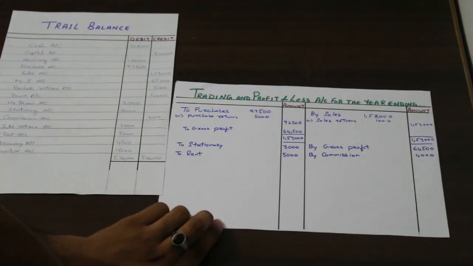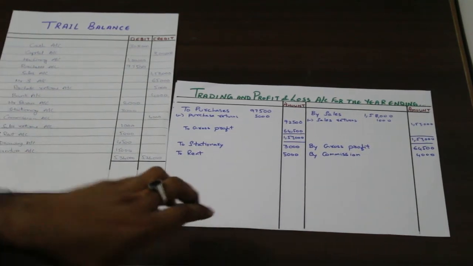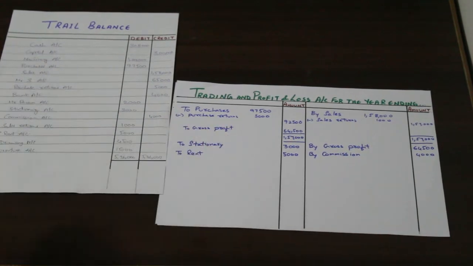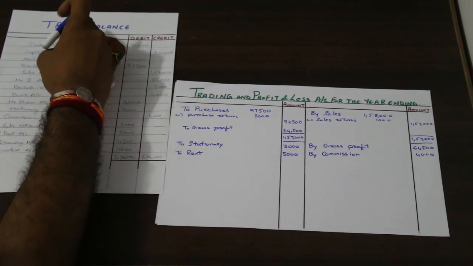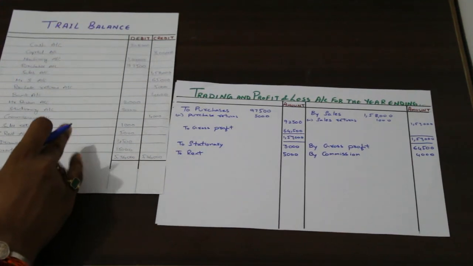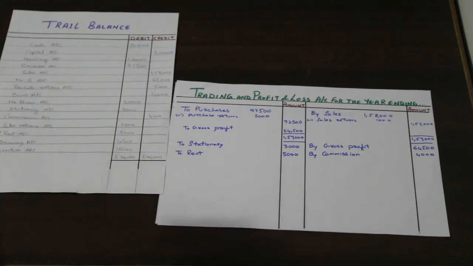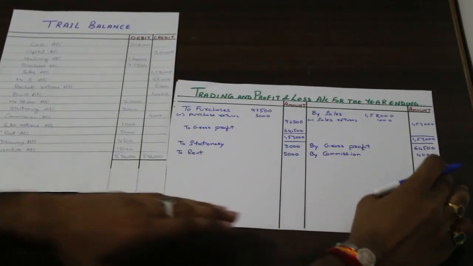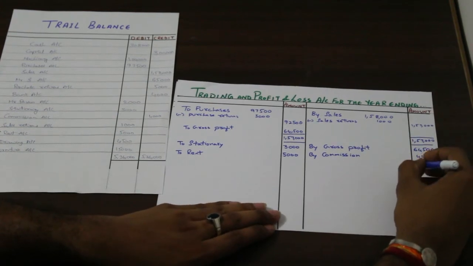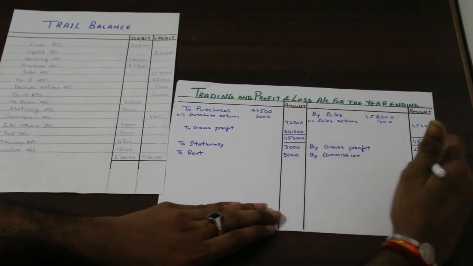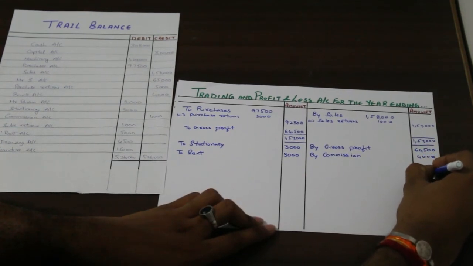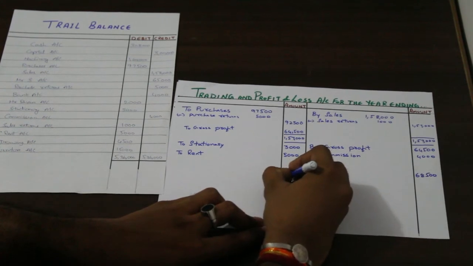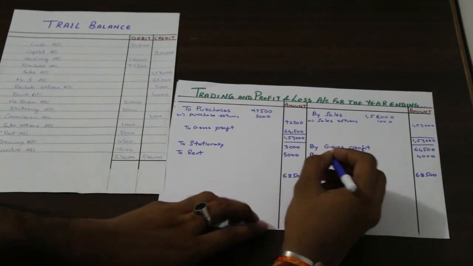In the same way, now it is time to close our accounts because we have nothing more to enter in this trading and profit and loss account, because all the other things remaining in our trial balance are assets or liabilities which have to be entered in our balance sheet. So we'll close these accounts in the same way. This comes to 68,500, and we have to balance the accounts with the amount of 68,500 on both sides.